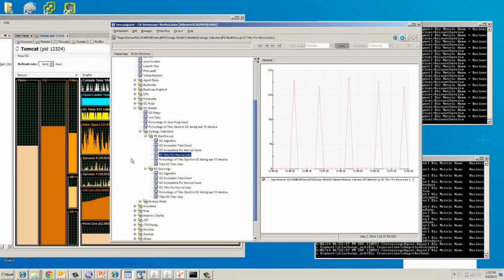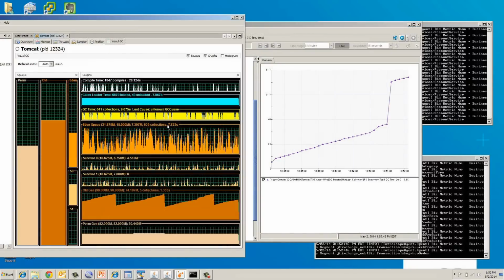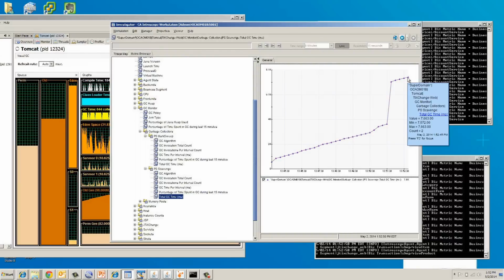It's going up. So if I go back to Interscope and look at my collector's total GC time, I would expect to see something similar. So this is 7.7, and if I look at this, it's about 7.7. So, right?